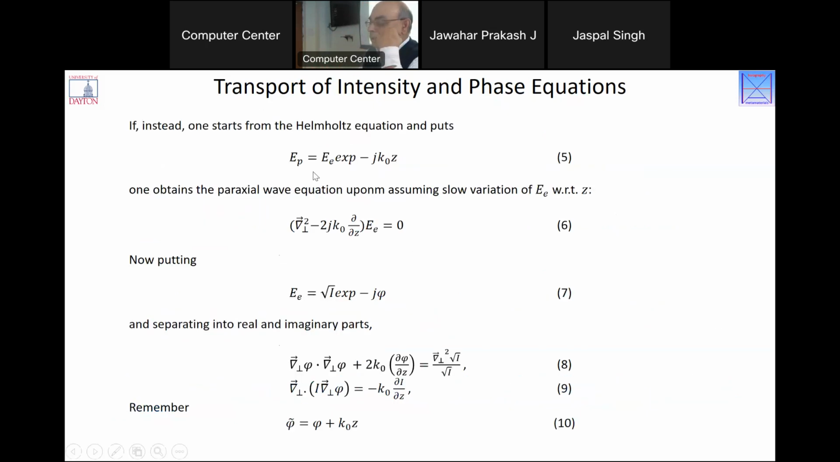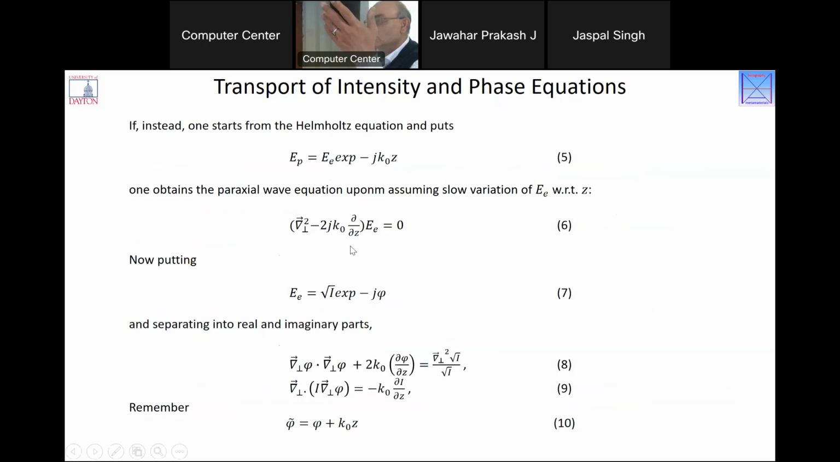Remember I said that this phasor is related to the envelope through this very simple equation. This is just a propagation term. So instead of starting from that Helmholtz equation, if you put this in the Helmholtz equation, you get what's called the paraxial wave equation. And the paraxial wave equation you get when you make an assumption: that this guy varies slowly with respect to z, the slowly varying approximation. I'm sure you have seen how to go from the Helmholtz equation to the paraxial wave equation. And the solution of the paraxial wave equation, which we saw in the first lecture, gives you the transfer function for propagation.